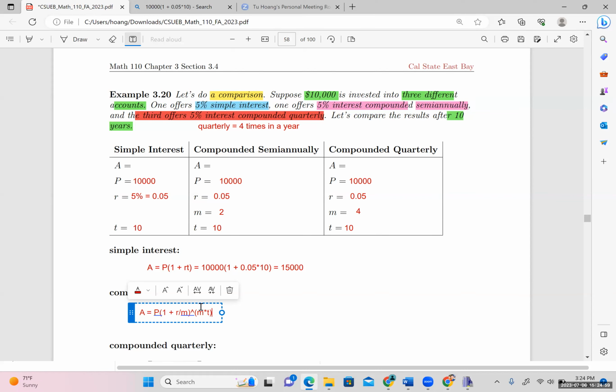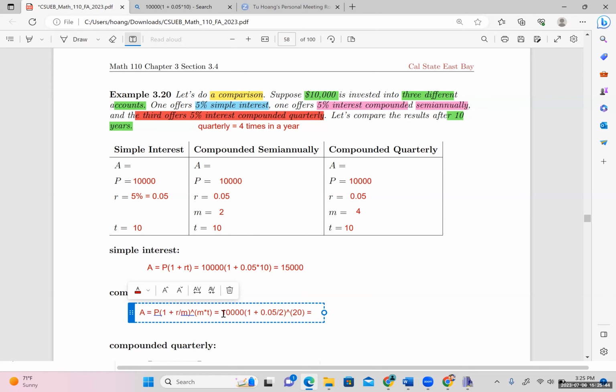Maybe I should write this one better, but if you understand the code that I'm writing for CS, you want to learn that, all right? So let's substitute: 10,000 times (1 plus R over N), 0.05 divided by 2, compound semi-annually, right? Raised to power M times T. You can either multiply MT first, which is 20, or just put 20. That's okay too.